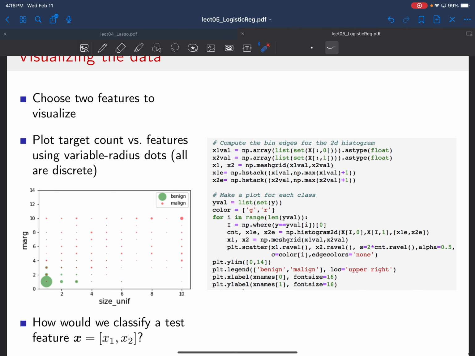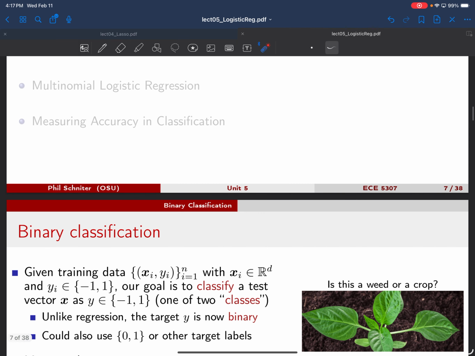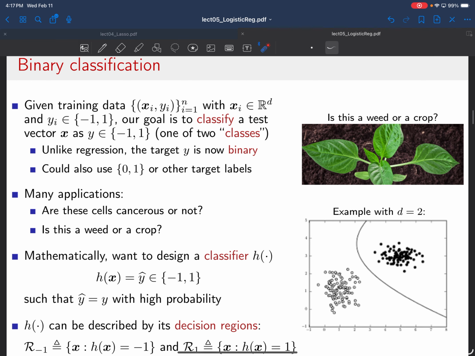And there's going to be a question about how you make that boundary. Is the boundary a line, or is it a curve? Or maybe the boundary is complicated. Those are the things we start thinking about now that we're talking about classification. Any questions? Okay, great. So binary classification, starting at the beginning here.